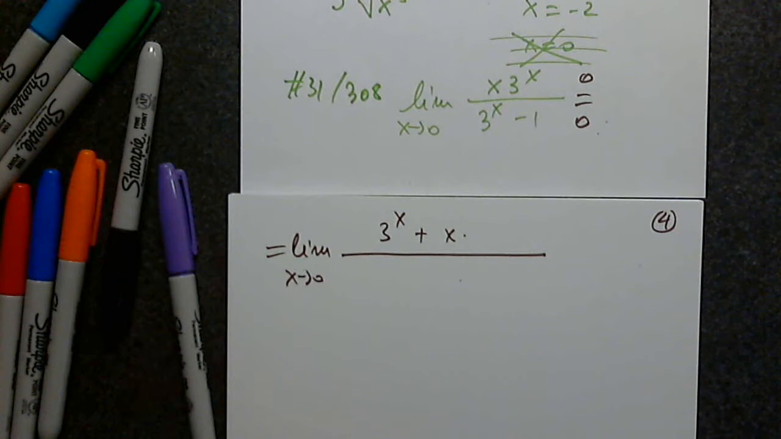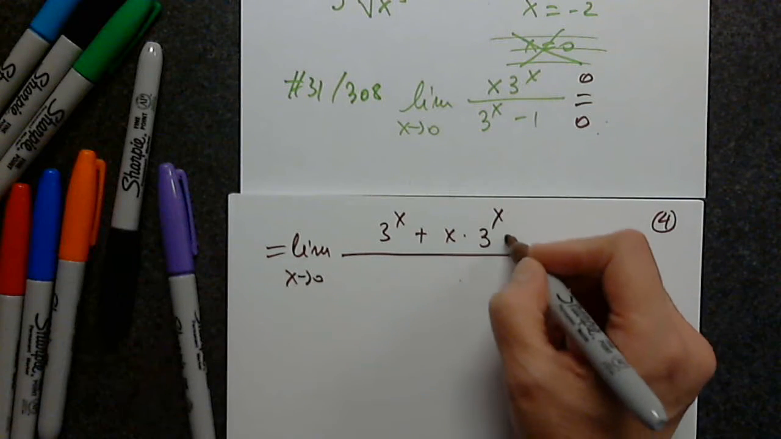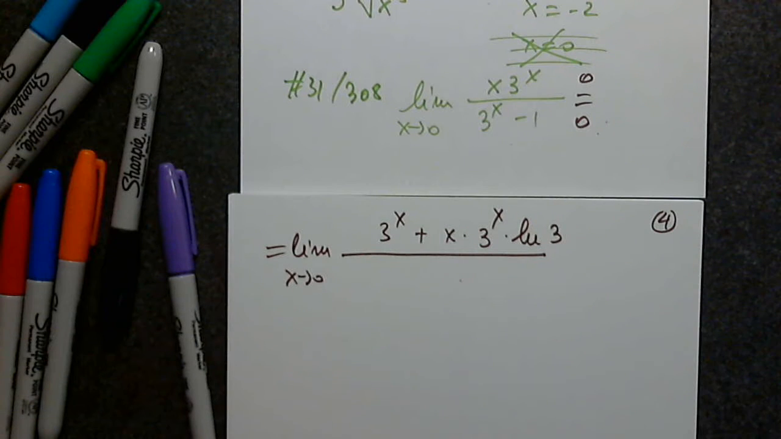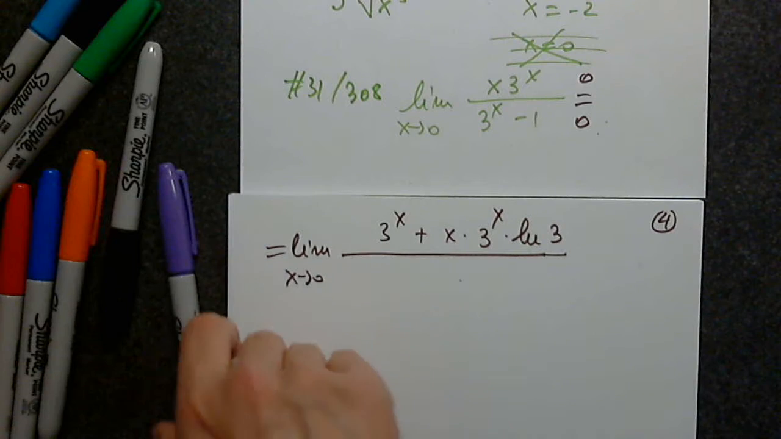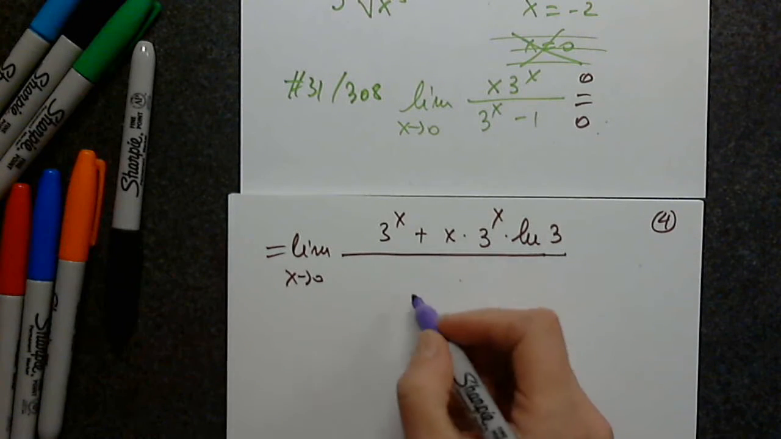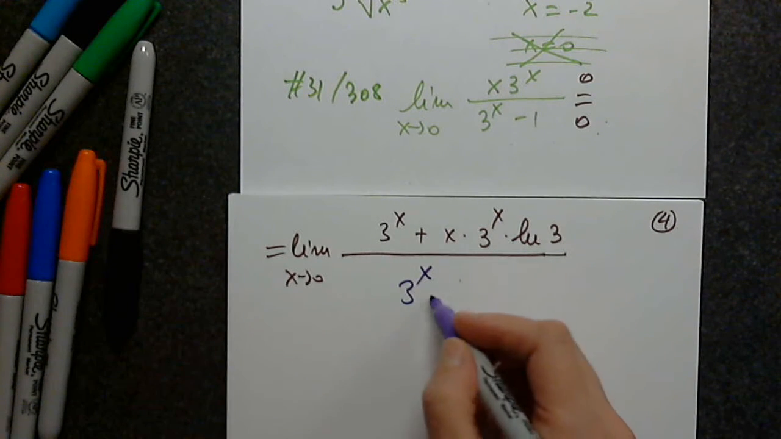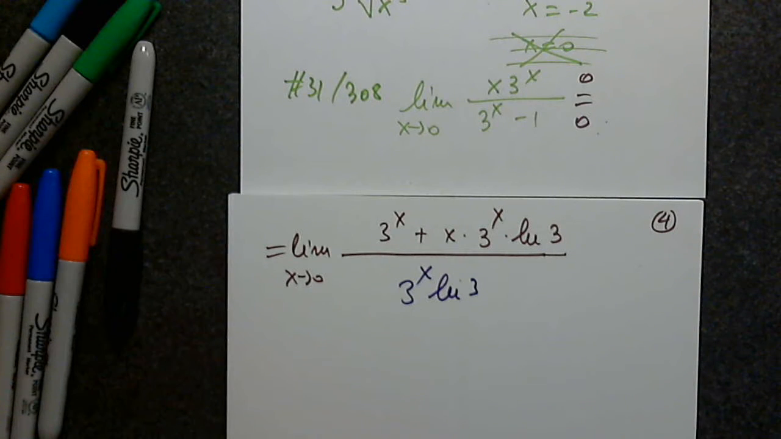So when we differentiate any other number to the x power, we write 3 to the x but times natural log 3. Just remember, why don't we write natural log e? It's because natural log e is 1. So now the denominator, when we differentiate, we get the same thing. It's not a product, so we get 3 to the x times natural log 3.